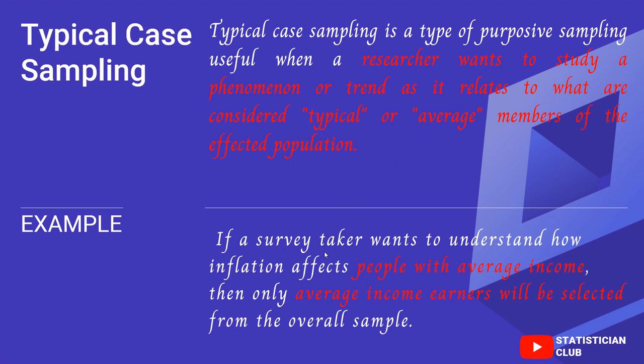For example, if a survey taker wants to understand how inflation affected people in the average income group, then only the average income population will be selected for the sample, because we want to study how inflation affected the average people.